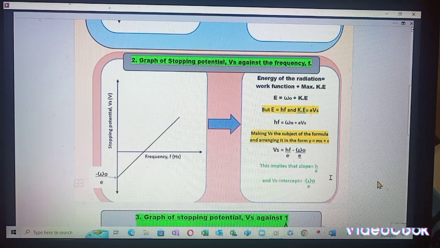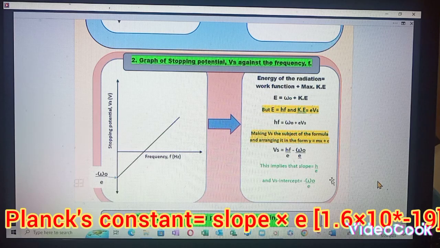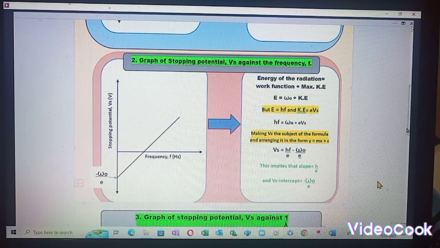And that means the slope of this graph, change in Vs over change in f, represents Planck's constant all over charge of an electron. Remember, charge of an electron is a constant. So if you are told to find the Planck's constant from this graph, you are simply to find the slope, then you multiply by the charge of an electron, which is 1.6 times 10 raised to the power negative 19 coulombs. So you can get the Planck's constant.